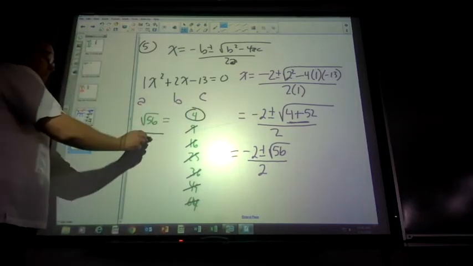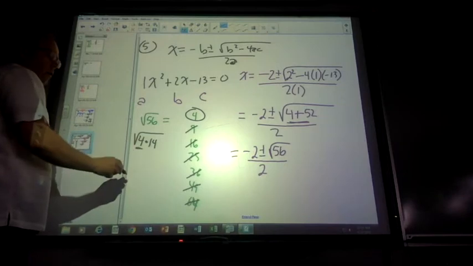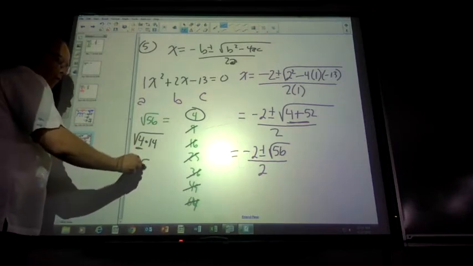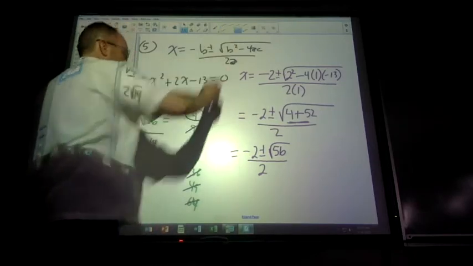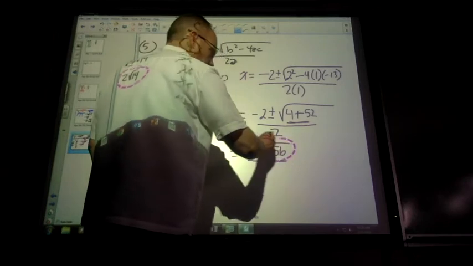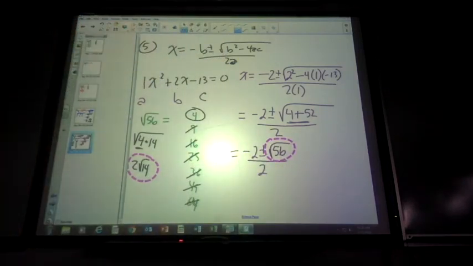Square root of 4 is what? 2. So I get 2 root 14. So this 2 root 14 right here is going to plug in right here. Okay? So I'm going to exchange out root 56 for 2 root 14. Does that make sense?